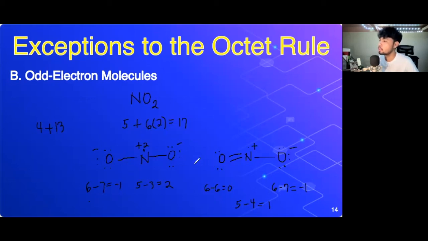So if we're going to choose between the two Lewis structures, this is a more plausible structure of nitrogen dioxide because it has smaller formal charges compared to the formal charges of the other structure of nitrogen dioxide. In the next video, we're going to talk about the expanded octet.